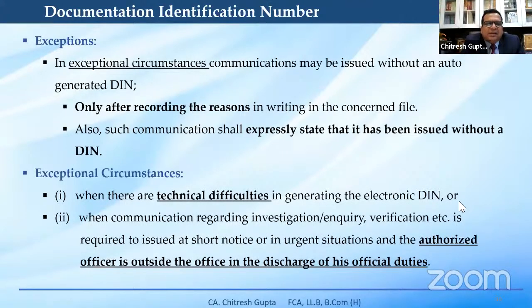So what are the exceptional circumstances? The exceptional circumstances are when there is practical difficulty in generating the electronic DIN, or when communication regarding investigation, inquiry, verification, etc. is required to be issued at short notice or in an urgent situation, and the authorized officer is outside the office in discharge of his official duties. So only in these two scenarios can the document be issued without DIN, and that too only after recording the reason, and such document shall expressly state that it does not contain a DIN.